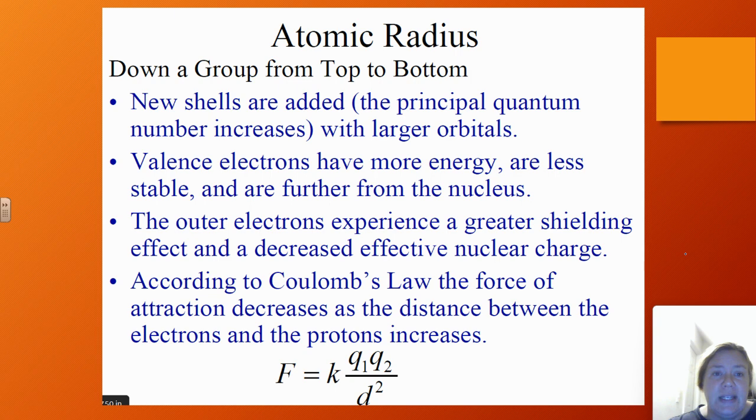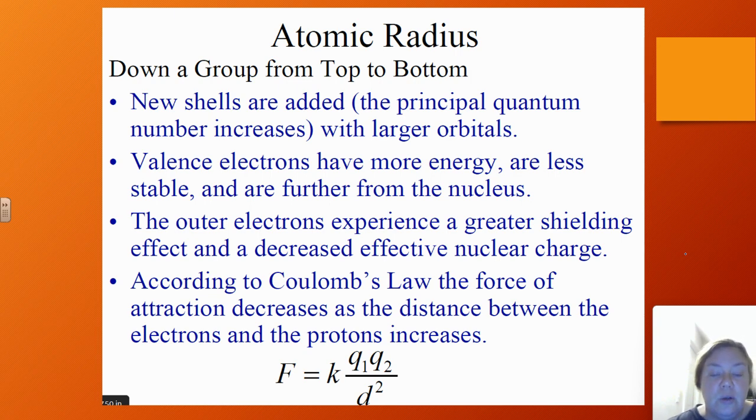So we have going down a group, from top to bottom on the periodic table, new shells being added. So we have 1s to 2s to 3s to 4s, and the energy levels are being added. The valence electrons then have more energy. They're less stable and they're further from the nucleus because now we have lesser effective nuclear charge. As you go down the periodic table, we have greater shielding. There's a decreased effective nuclear charge because these electrons are further from the nucleus.